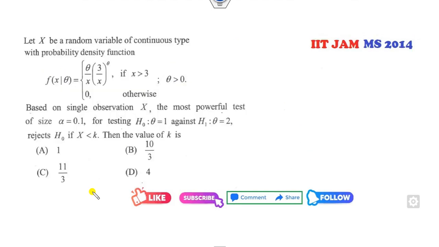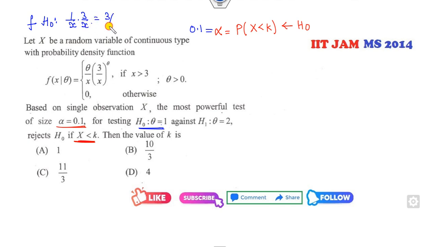Look at this another one. Again, the critical region is already given to you. There is no need to check about that. Alpha is here. So alpha is probability x less than k under the case of h naught. Alpha is 0.1. H naught is theta equal to 1. So if I substitute here, what is the function at h naught? Theta equal to 1 means 3 over x square. So if I substitute 3 over x square, start from 3, upper limit is k. Fine. So it is 0.1.